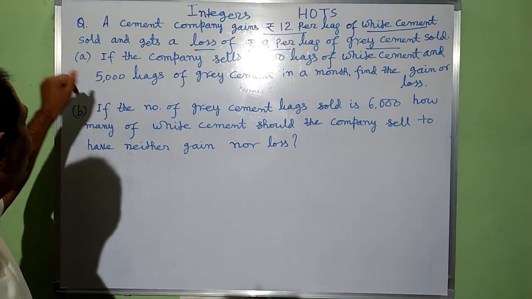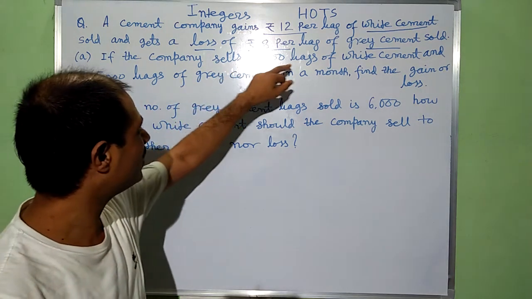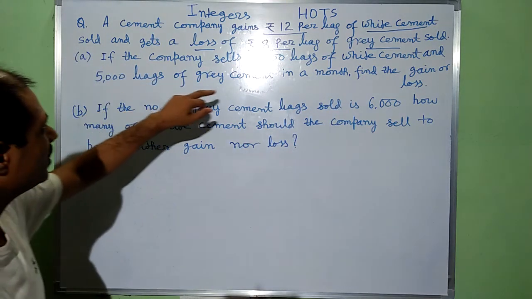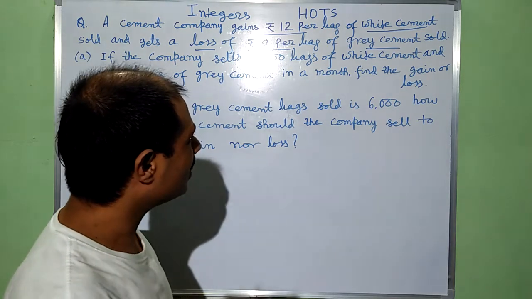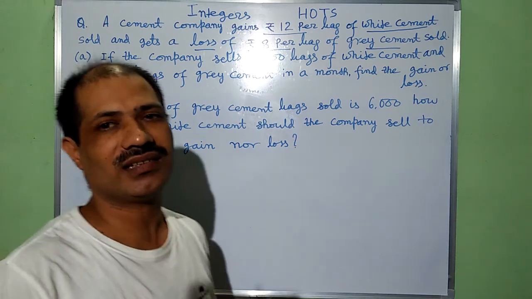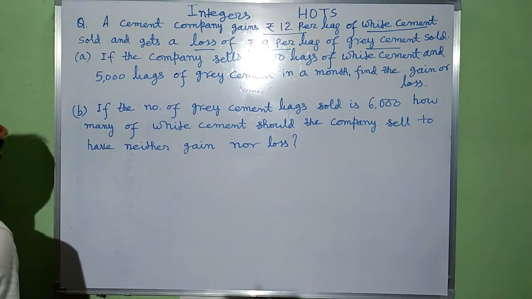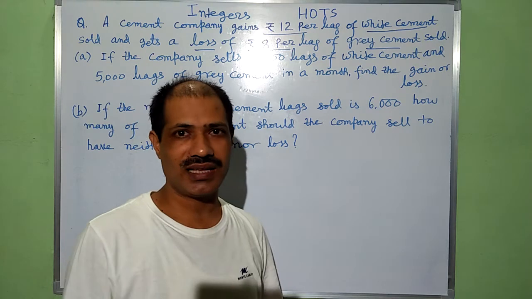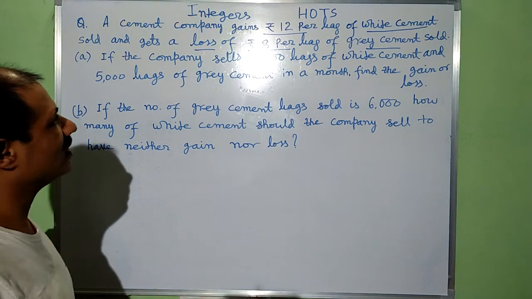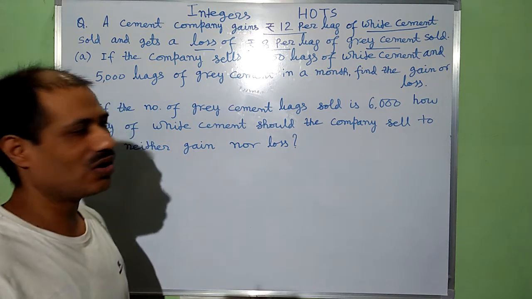Now we have to calculate the transaction on this. If the company sells 3,500 bags of white cement and 5,000 bags of grey cement in a month, find the gain or loss. As we know, with the help of integers, we denote profit by a plus symbol and loss by a minus symbol. I am going to use integers here to find the value of profit or loss.